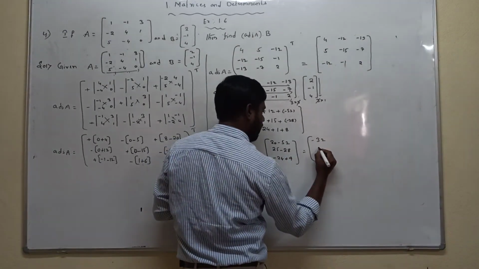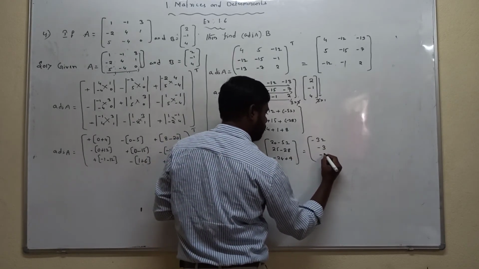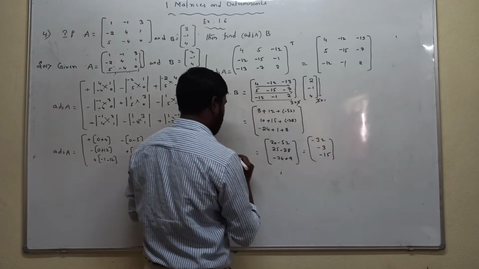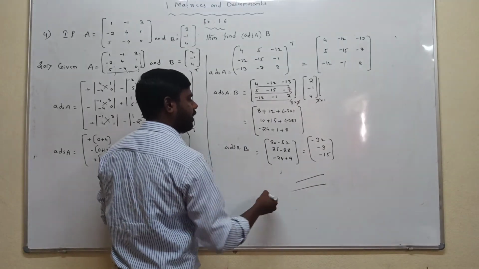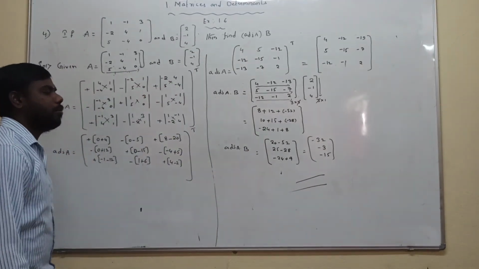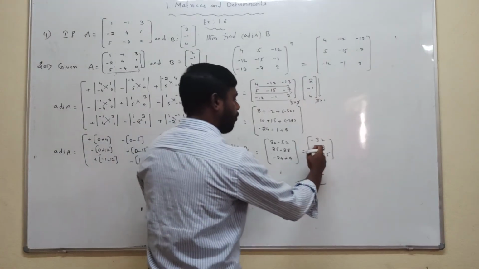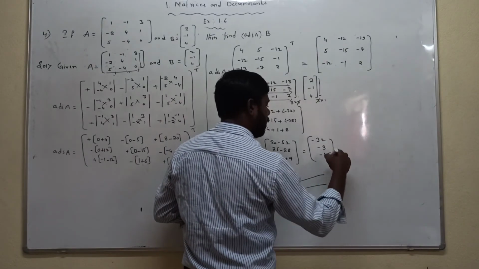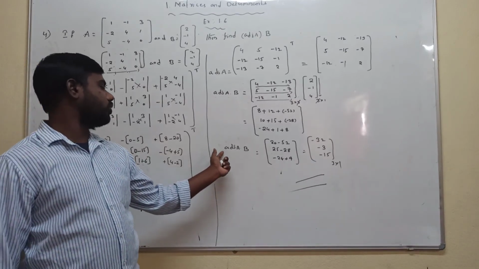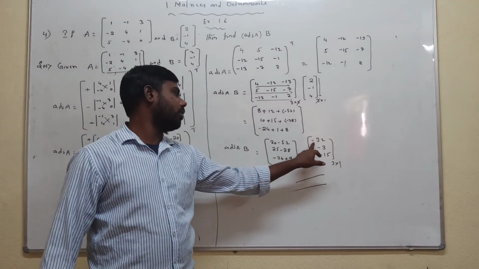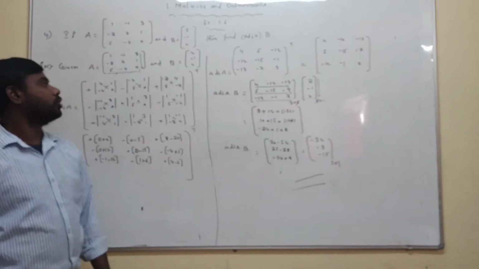25 minus 28, that value is minus 3. Minus 24 plus 9, that value is minus 15. This is the adjoint of A into B matrix: minus 32, minus 3, minus 15. What is the order of the matrix? How many rows? 3 rows. How many columns? Only 1 column. So finally we get the order of the matrix as 3 by 1. So the adjoint of A into B matrix values are minus 32, minus 3, minus 15. This is the solution of this question.